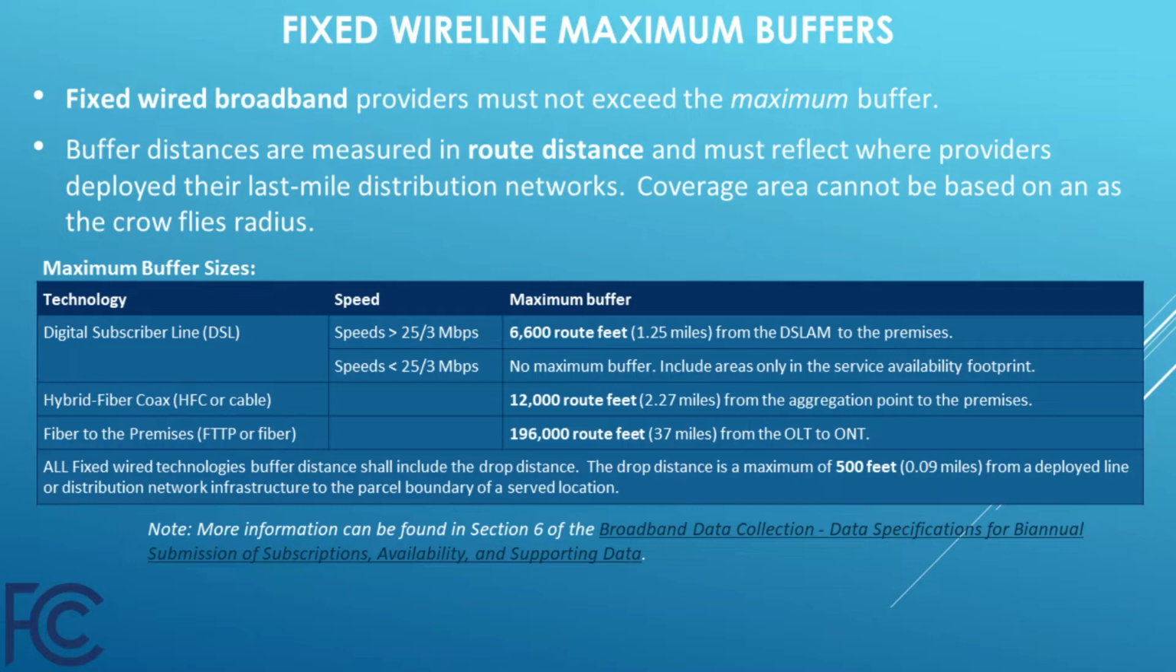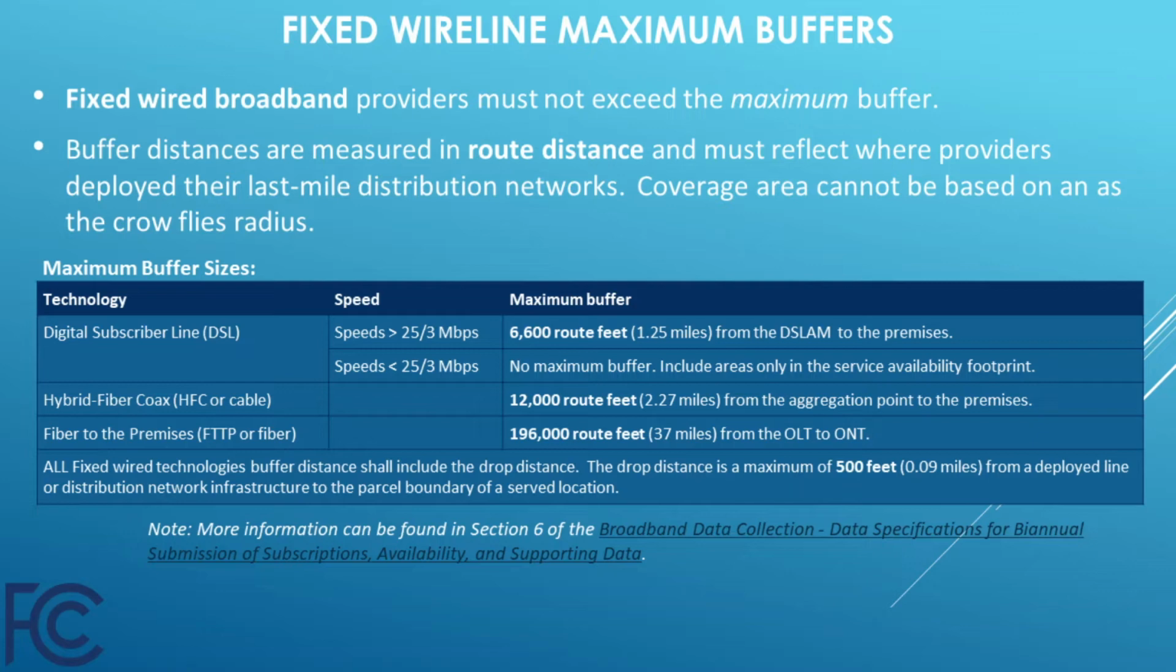Here are the specific maximum buffer sizes. For providers using digital subscriber line or DSL technologies, offering speeds at 25.3 megabits per second or greater, the maximum buffer is 6,600 route feet or 1.25 miles from the DSLAM, or DSL access multiplexer, to the covered premises. Providers offering a maximum speed less than 25.3 megabits per second will not be subject to this maximum buffer requirement, but their coverage areas must include only locations where they have a customer or could provide a standard broadband installation.